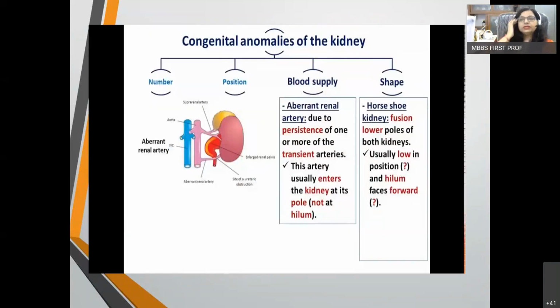Now, anomalies of the kidney. Congenital anomalies could be in the form of number, shape, position, blood supply, anything could be there. Number means there could be duplication, there could be single kidney on one side, both can be present on one side, then the number may be increased. Positioning of the kidney is also important. Initially where is it located?